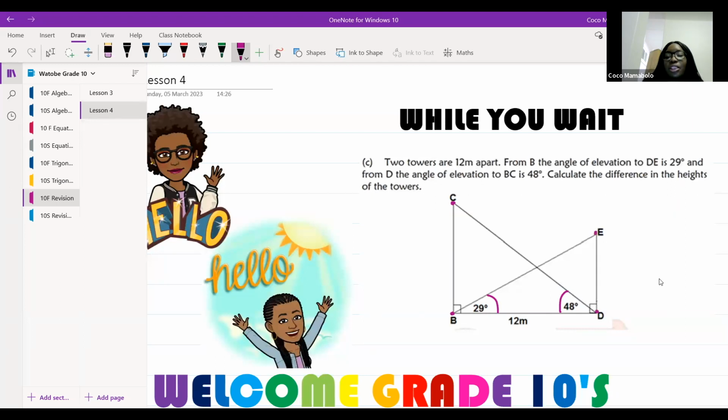So they want us to calculate the height of this tower and the height of that tower. Now, guys, tell me in the chat, if this is my 29 degrees, we're going to look at this triangle first. If this is 29 degrees, this 12 meters, what side is it in relation to my 29 degrees? The opposite, the adjacent, or the hypotenuse?